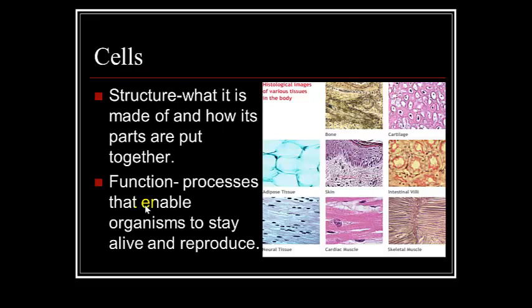Cells, obviously, we talked about this earlier, that they have a structure and a function. When we talked about the characteristics of life, we talked about how all living things are organized, meaning they have structures that have specific functions. So the cell structure is what it is made of and how the parts are put together. The function is the processes that enable organisms to stay alive and reproduce. Kind of like the actual structure's job.